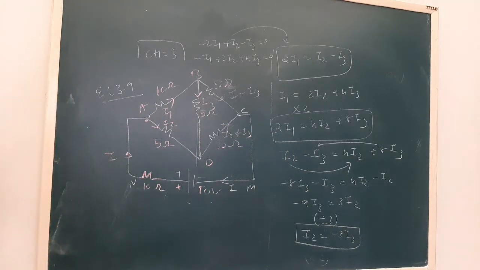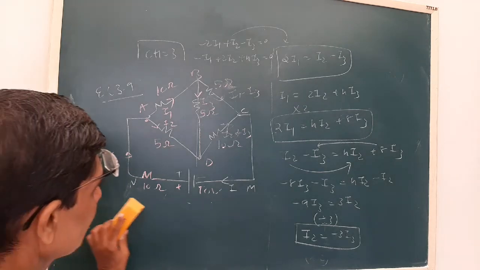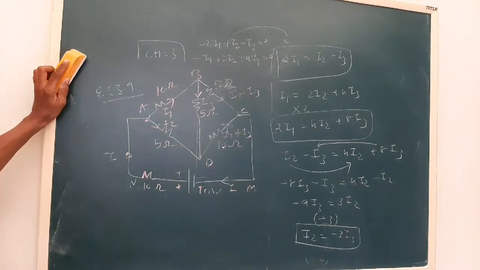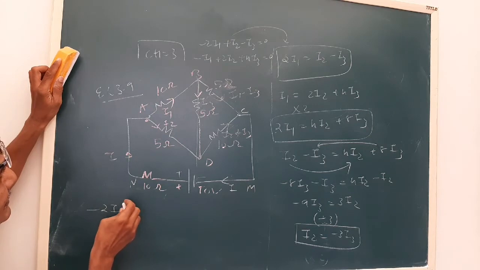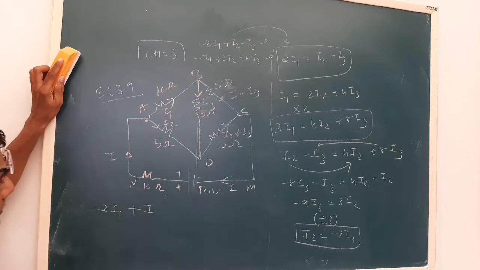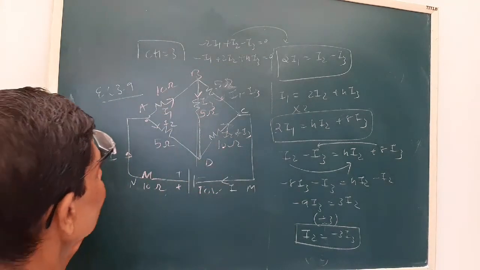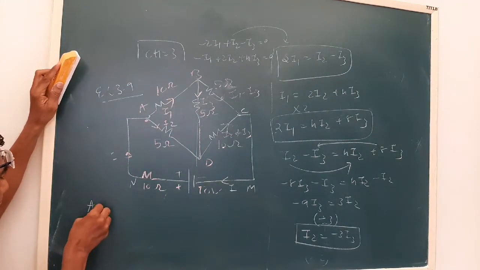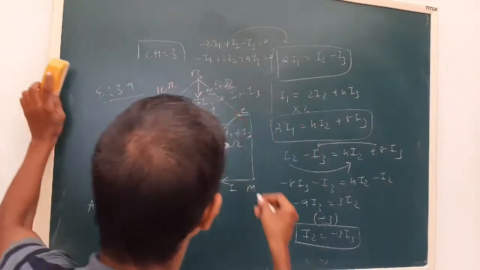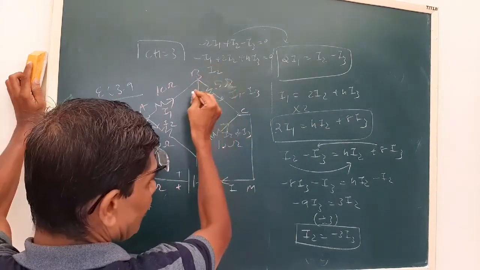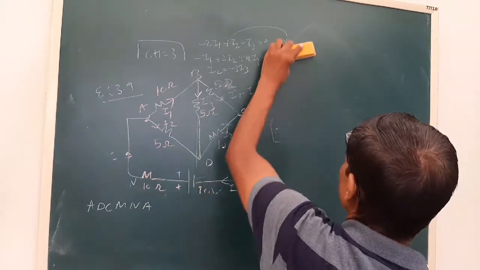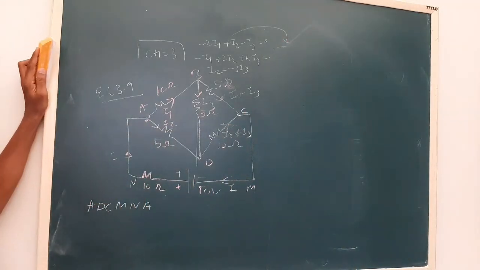Now suppose I eliminate this equation, minus 2I1 plus 2I, that we have obtained. Now I2 is equal to minus 3I3. Now we take the loop ADC MNA. So one more relation we have to remember: I2 is minus 3I3. We take the loop ADC MNA.